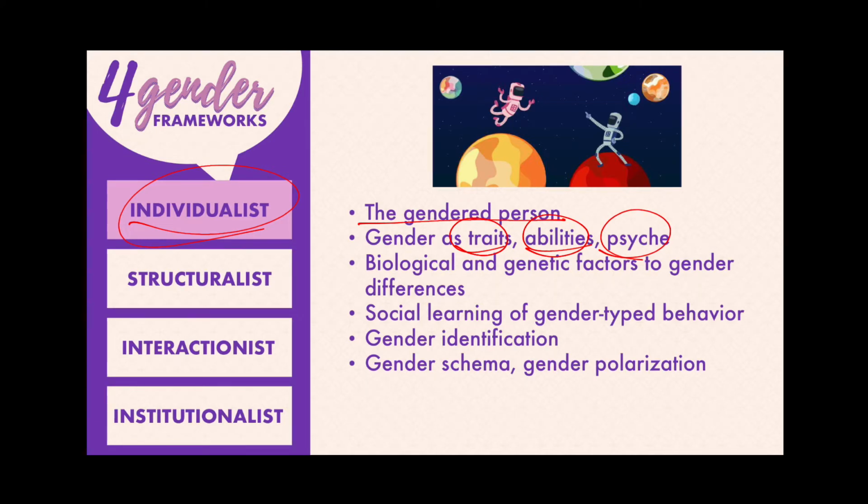Individualists argue that gender differences are also based on sexual dimorphism. It's based on biology and genetic factors that are related to male and female. So individualist frameworks kind of support the traditional views on gender roles or gender norms.